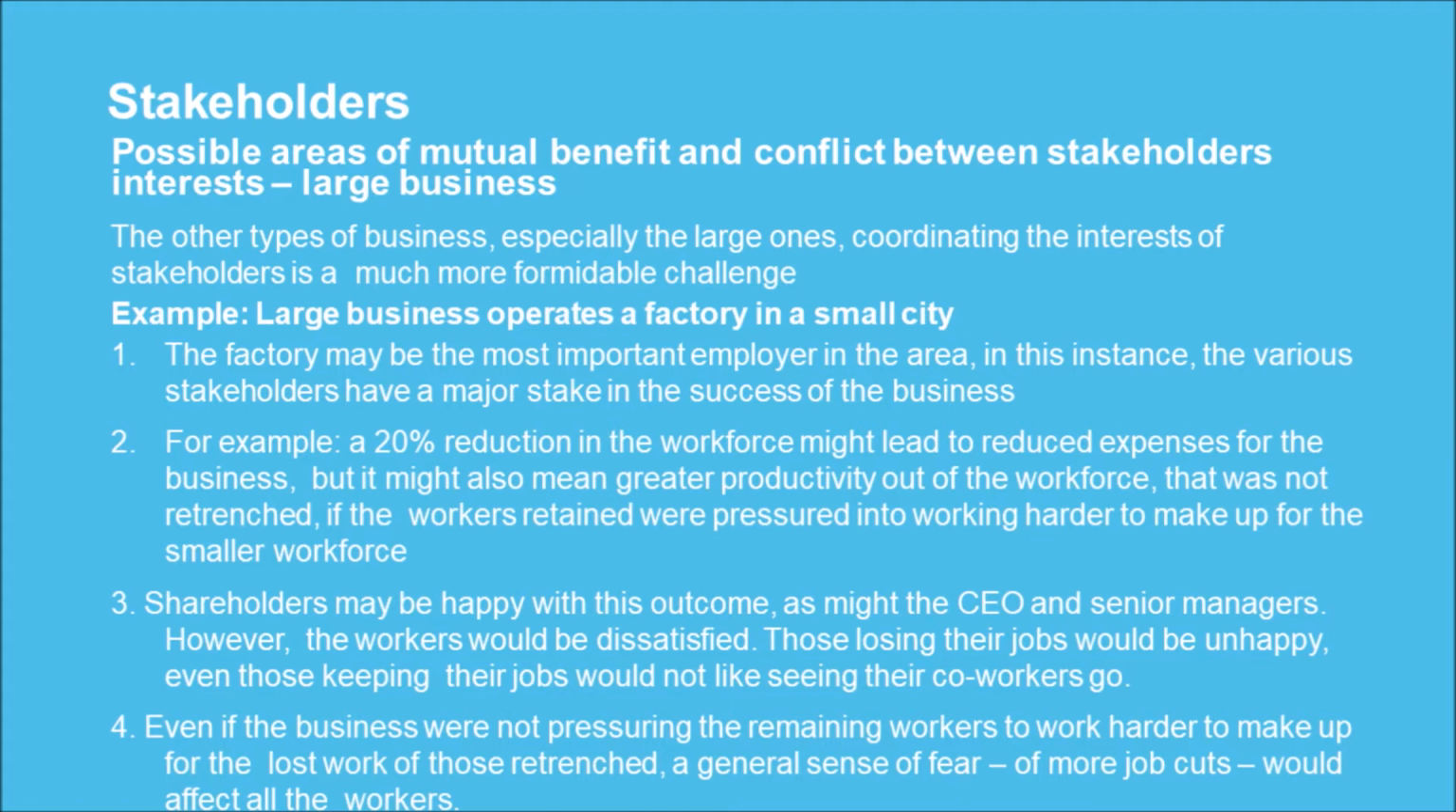2. For example, a 20% reduction in the workforce might lead to reduced expenses for the business, but it might also mean greater productivity out of the workforce that was not retrenched, if the workers retained were pressured into working harder to make up for the smaller workforce. 3. Shareholders may be happy with this outcome, as might the CEO and senior managers. However, the workers would be dissatisfied.